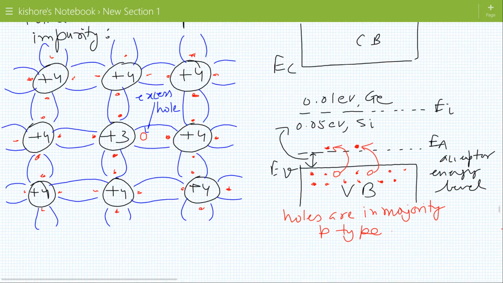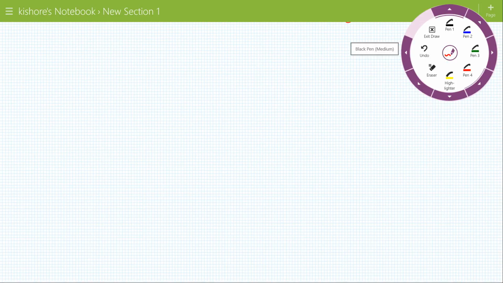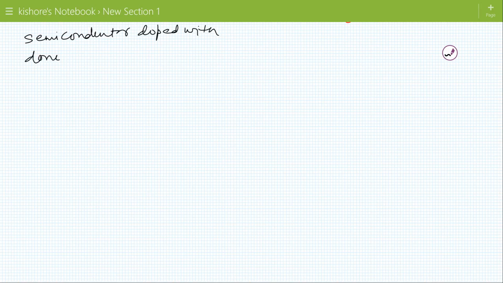Now if the semiconductor is doped with both types of impurity, donor and acceptor impurity.